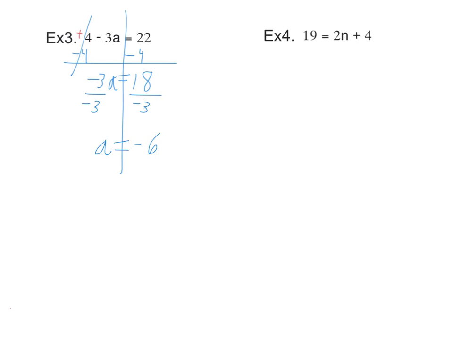Here's another problem where the letter is on the right-hand side. It shouldn't make any difference. The only thing that will look different is the letter will be on the right whenever you get it by itself. I'll start by undoing this plus 4.